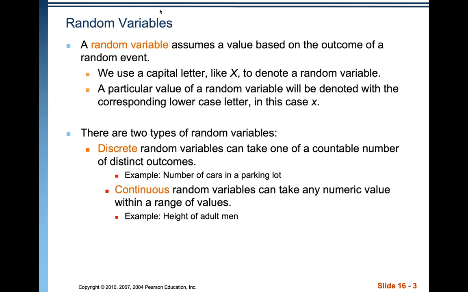There are two types of random variables. One is discrete, and those can take on one of a countable number of distinct outcomes. For example, it could be the number of cars in a parking lot. A continuous random variable can take any numeric value within a range of values. For example, the height of men, the weight of chinchillas, anything that can be any number within that range is going to be continuous.